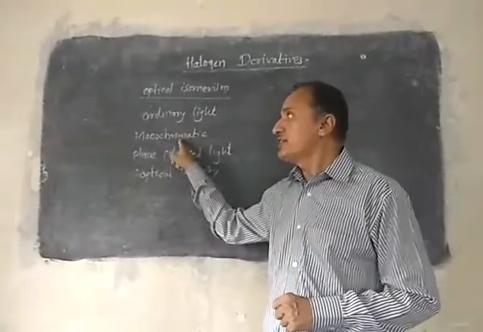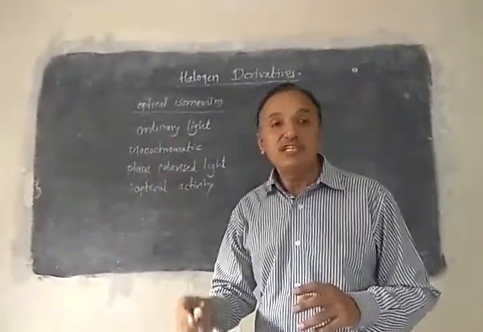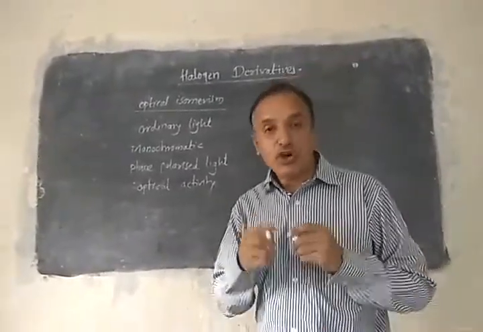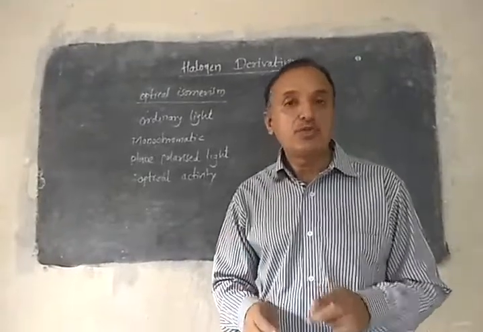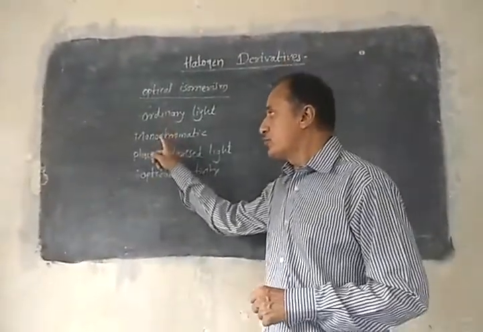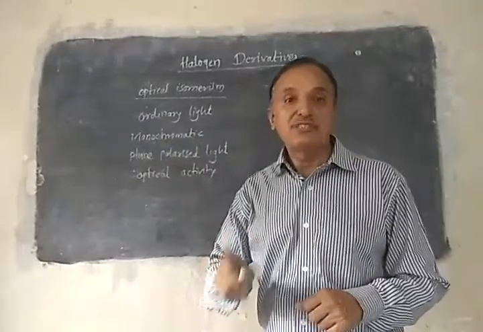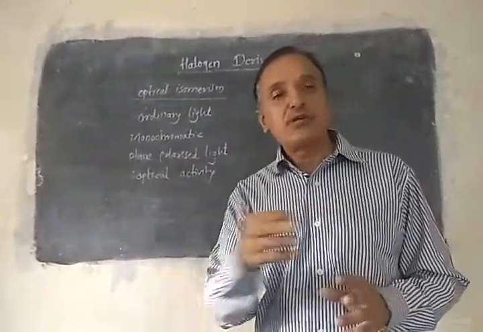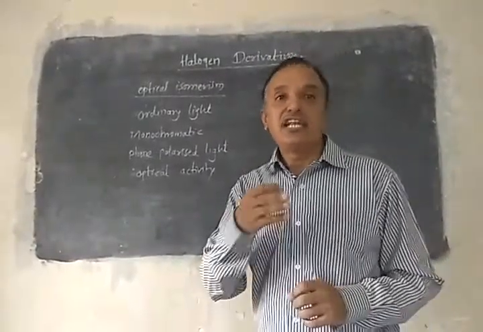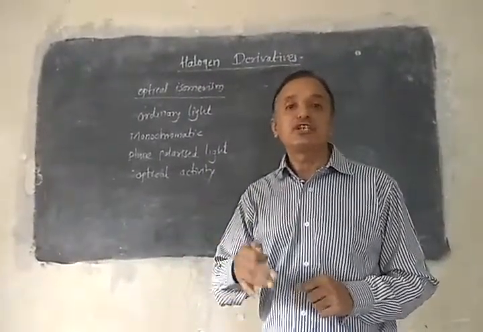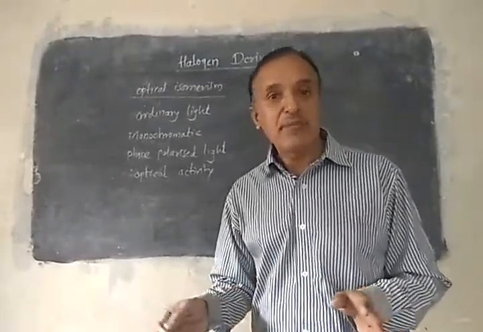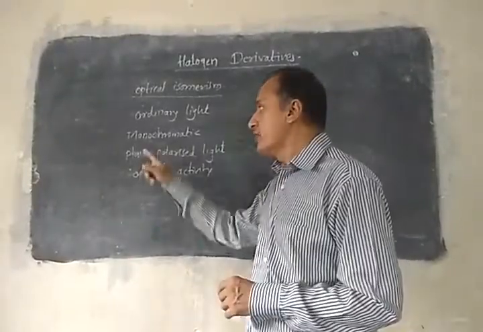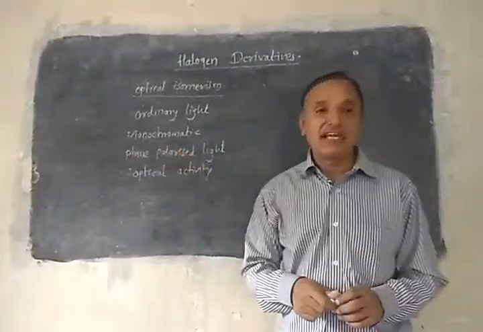Now see what the difference is. In ordinary light, there are rays of different wavelengths, and they oscillate in all directions, perpendicular to the propagation of light. In monochromatic light, there are rays of a single wavelength. You can choose any one color out of the 7 colors, and those rays also oscillate in all directions, perpendicular to the propagation of light. That is monochromatic light.